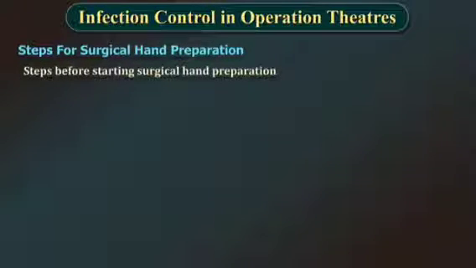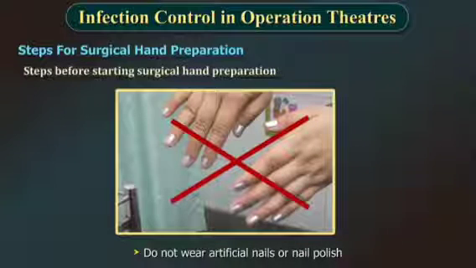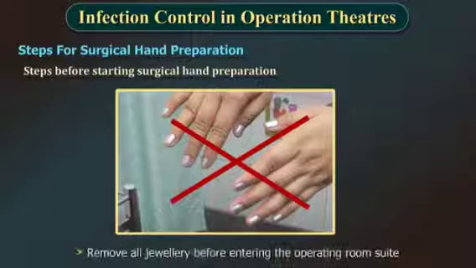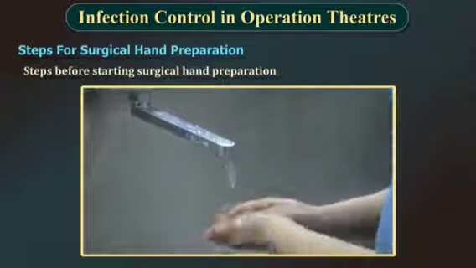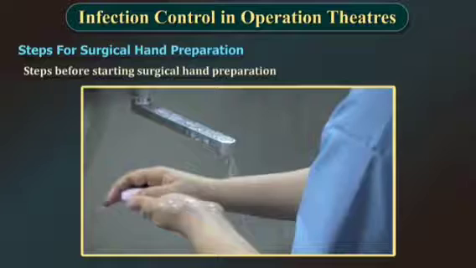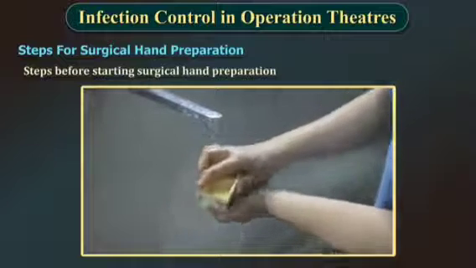Steps before starting surgical hand preparation. Keep nails short and pay attention to them when washing your hands. Most microbes on hands come from beneath the fingernails. Do not wear artificial nails or nail polish. Remove all jewelry, including rings, watches, bracelets, before entering the operating room or the suite. Wash hands with a non-medicated soap before entering the operating room. Always use brush for cleaning hands if visibly soiled.